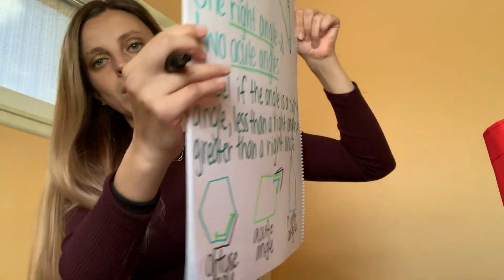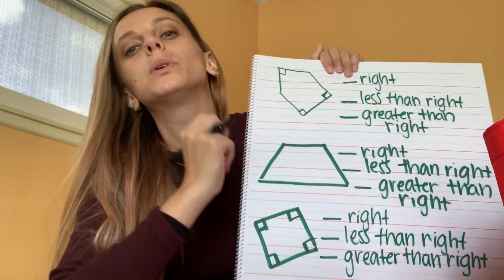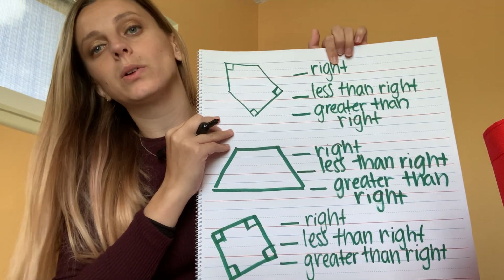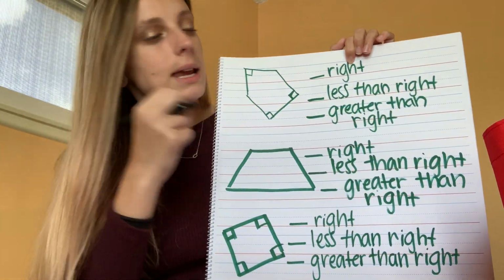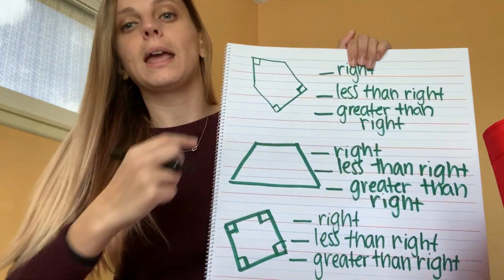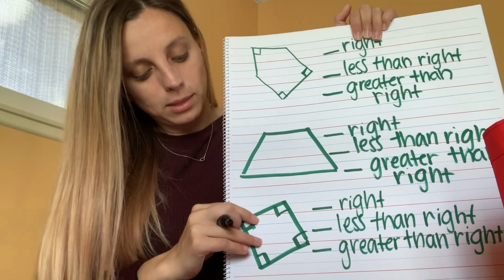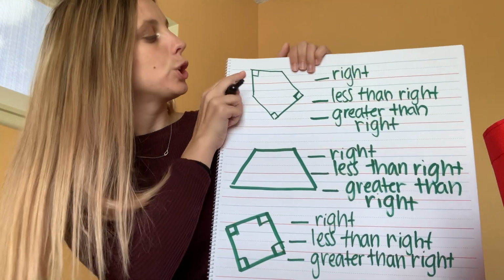Perfect. So the problems you're going to see today aren't going to have so many words. They're usually going to provide you a shape, and they're going to ask you to describe how many of the angles inside of that shape are right, how many inside of the shape are less than right, and how many are greater than right. And as I said, today they're going to give you a little help by labeling those right angles with squares. So let's look at our first shape.